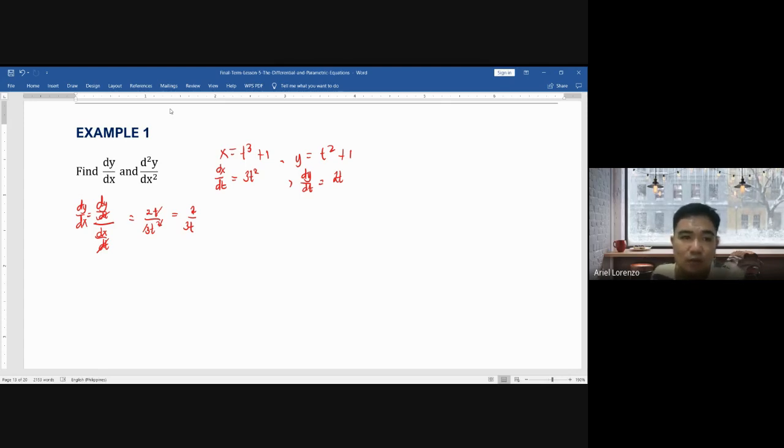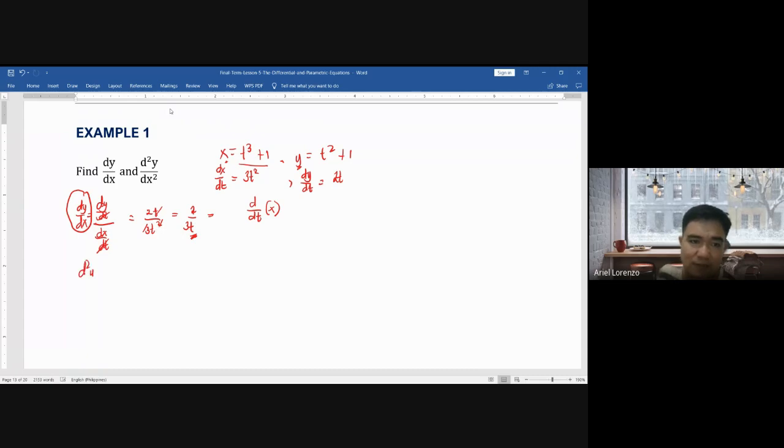Okay? So, how do I get d squared y all over dx squared? What happens here is you derive what you were given, so, class, still in terms of t. Let's name these as functions. This t cube plus 1 is the function of x. This t squared plus 1 is the function of y. This 2 all over 3t, class, is the function of dy all over dx. Just like when we derived x, that is the derivative of x with respect to t. So this is how you derive for the second one.